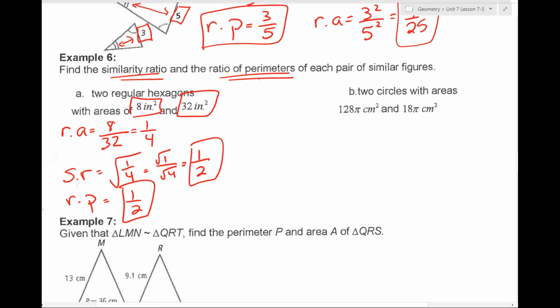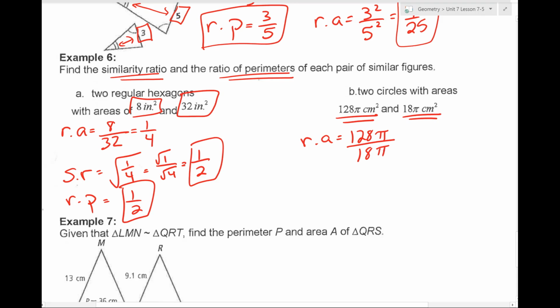And then for B, it says two circles with areas are similar. Now, we're not talking about polygons, we're just talking about similar figures, but the rules still say the same. Again, I'm given ratio of areas. So I'm going to write it just left to right. That's how I write my ratio of areas if there's no diagrams. And we get 128 pi over 18 pi.